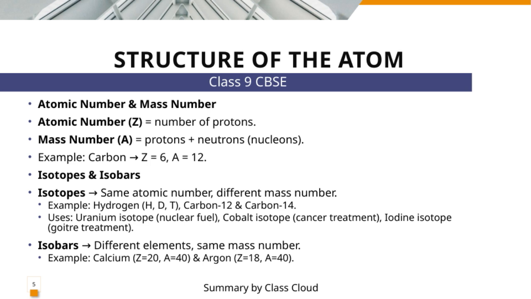Moving on to isotopes and isobars. Isotopes are atoms of the same element that have the same atomic number but different mass numbers. Think of hydrogen, which has isotopes like hydrogen itself, deuterium and tritium, or carbon-12 and carbon-14. These isotopes have different numbers of neutrons, which affects their mass but not their chemical properties.